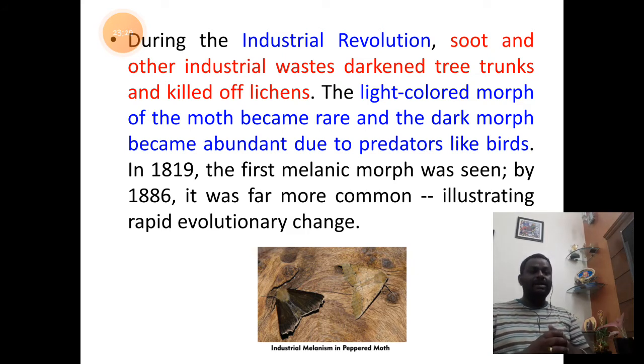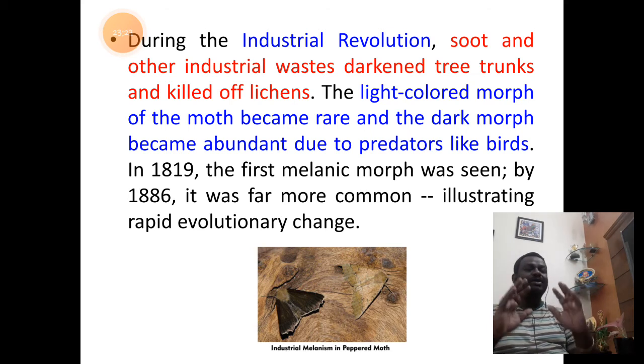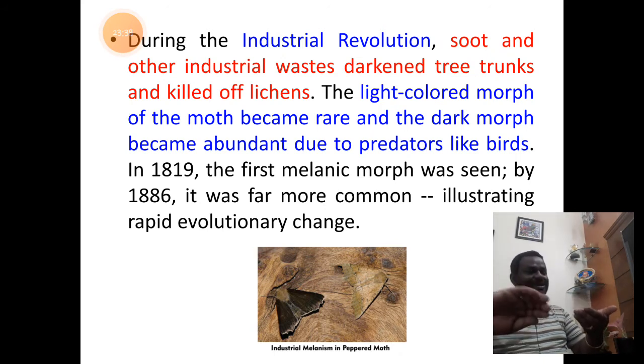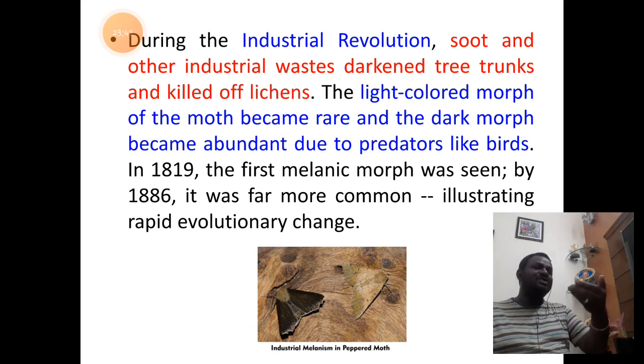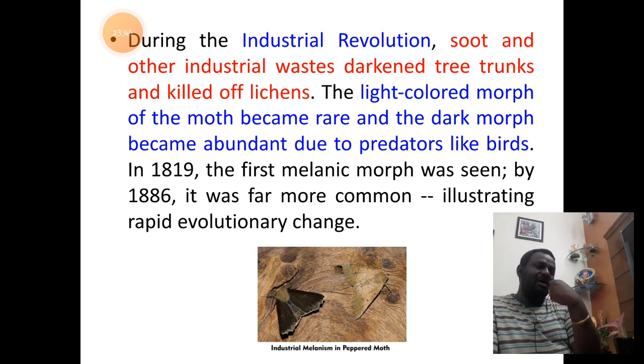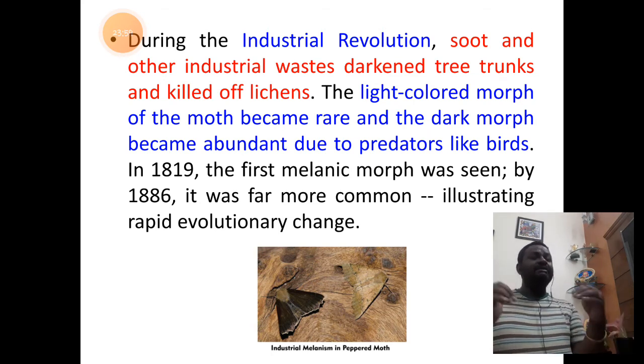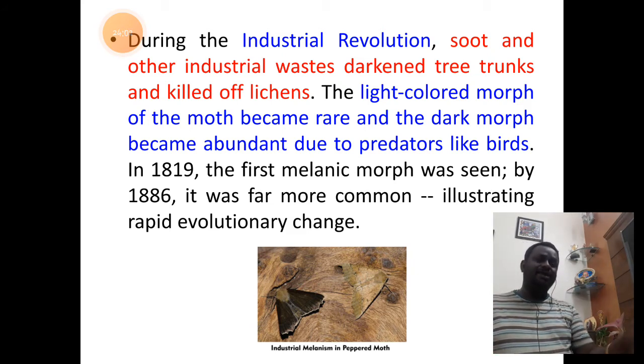The reason was that as the dark colored soot started accumulating on the tree trunk, the dark moths started blending with the environment, whereas the light ones started to show a difference in color. That means the background turned dark, so dark ones were blending with the background and light ones were easily selected by the predators. So predators started eating the light ones. There came a time in the evolution process where in 1886 they could find more of the dark or melanic moths than the light ones.